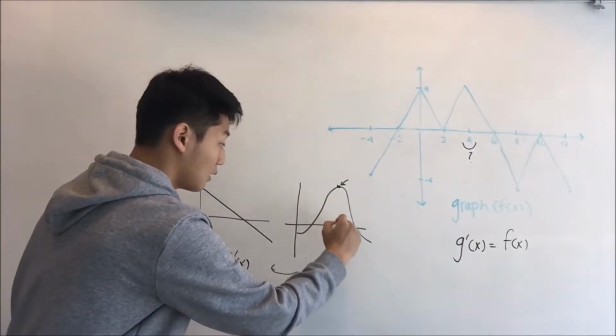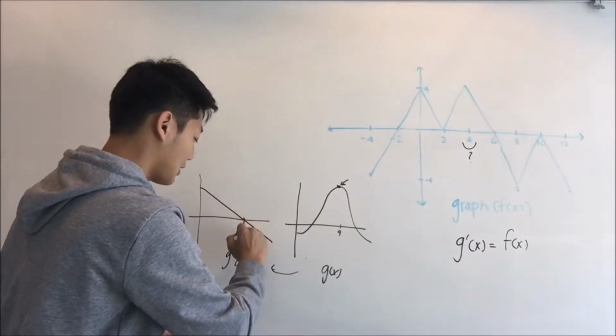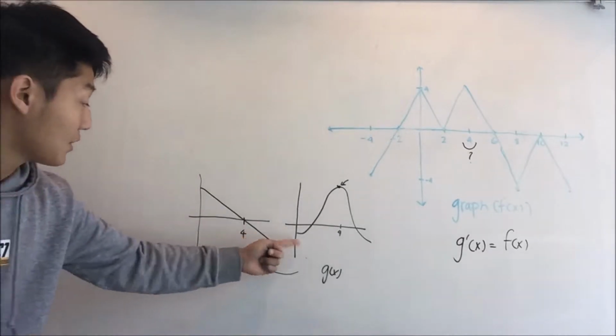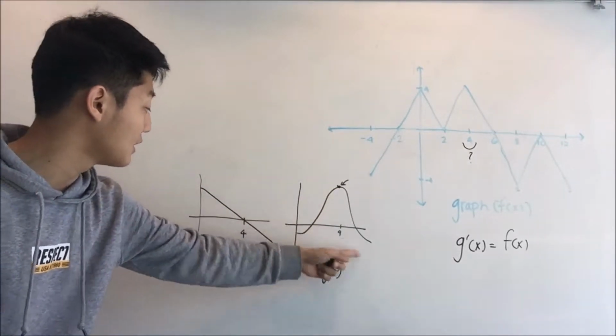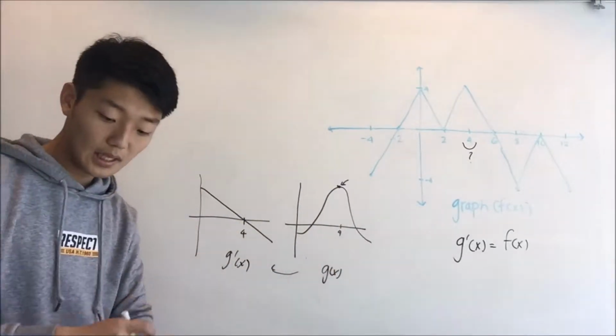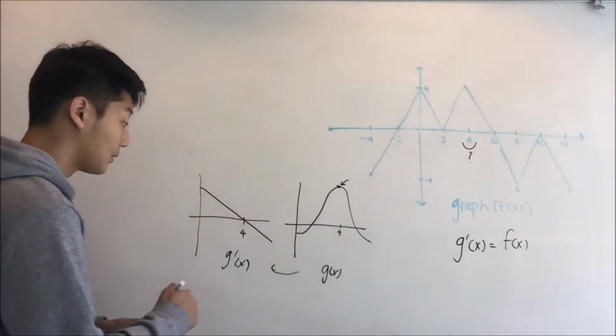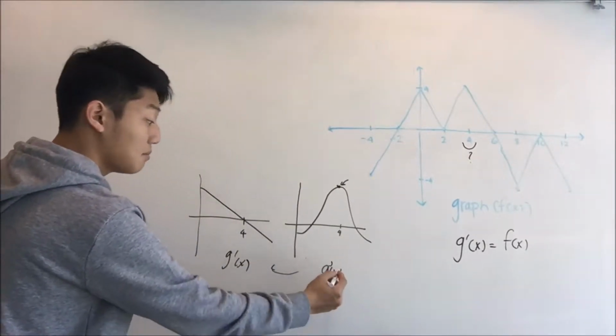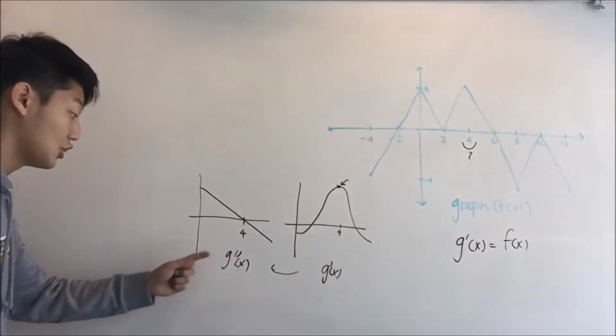Let's say this is 4 and this is 4. I'm bad at drawing graphs. So from here to here it's increasing, from here to here it's decreasing. However, it's the same as this. If this was the g prime graph, this will be the g double prime graph.